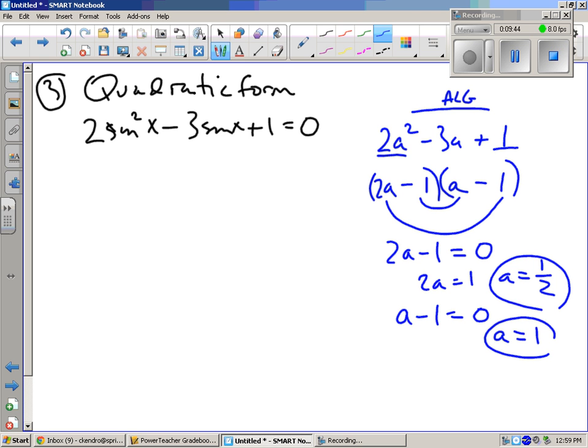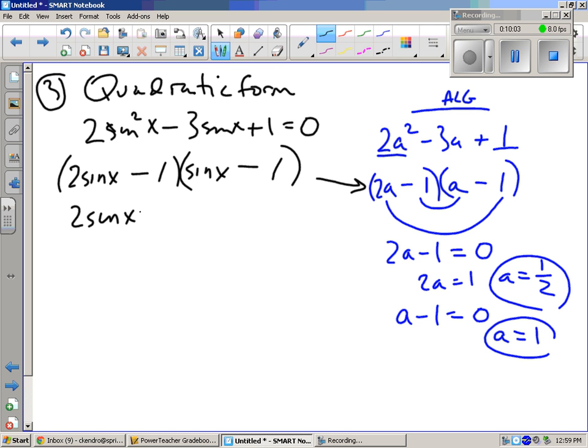In trig, you're not quite finished. You have to look on the circle. So let's go back here. Now we already figured out the factoring right here. So this would be 2 sine and sine. The 1 would be 1 and 1, and then we had a minus and a minus. Setting these each equal to 0, I get sine x equals a half, and then sine x minus 1 equals 0, so sine x equals 1.